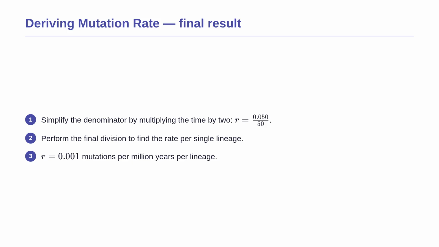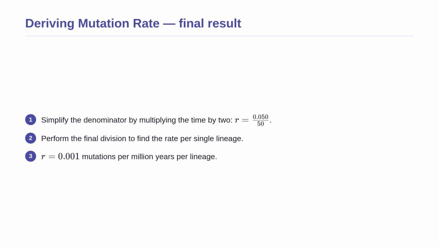Let us complete the final steps of this derivation to find our calibrated mutation rate. We simplify the denominator by multiplying 2 by 25, which gives us 50. This number represents the total millions of years of independent evolution that have occurred across both branches combined, 25 million years for the monkey branch, plus 25 million years for the ape branch. Dividing 0.050 by 50 gives us a final mutation rate of 0.001 mutations per million years per lineage.